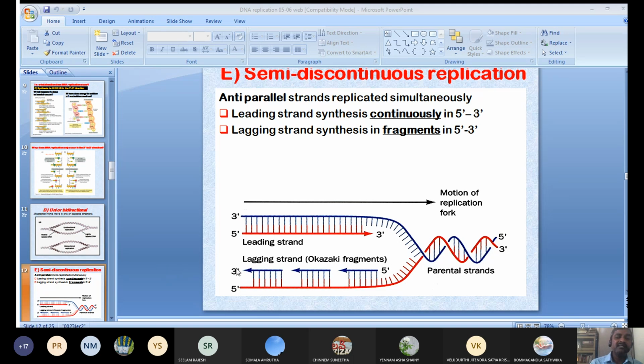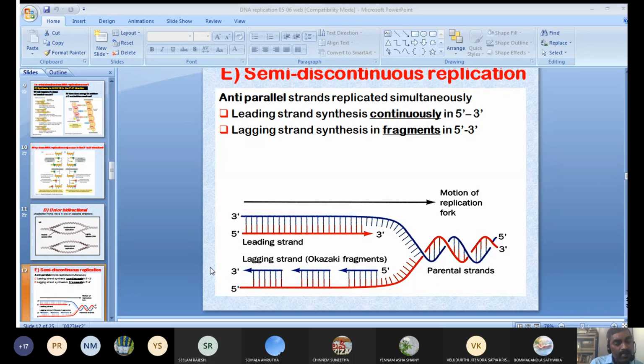In the lagging strand synthesis, the fragments generated are something like 200 to 2000 nucleotides in length. They are called Okazaki fragments because the scientist who discovered them is Okazaki. So after him the fragments are named Okazaki fragments. These Okazaki fragments are later joined together by the action of DNA polymerase 1 and DNA ligase, so that they will join together.